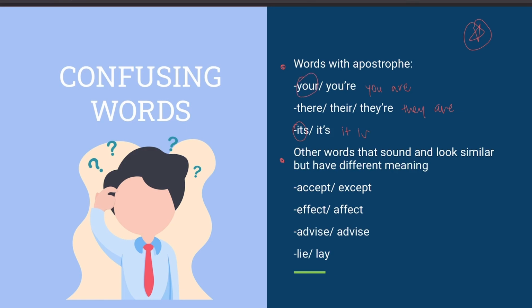And then other words that sound and look similar but have completely different meanings. So examples would be accept and except, effect and affect, advice and, oops, I wrote it wrong, it's with a C. Advice, lie and lay. So again, they have different meanings, so you need to know each meaning because they're going to give you a question that will tell you to choose which one is more appropriate, and you need to know which one will make sense in that sentence.